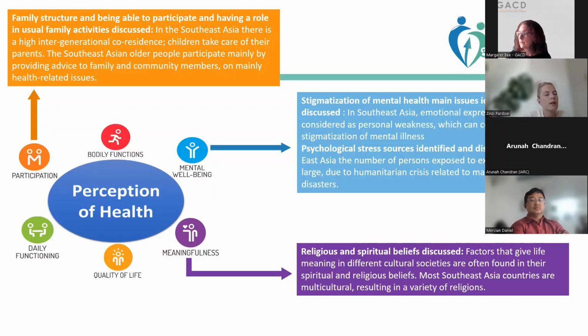And the last one I want to give an example of is the participation. So in Southeast Asia, there's a high intergenerational co-residence. So often children take care of their parents, and the older people really participate mainly by giving advice to the family. So it's really important to look into family structures and to look into if people are able to really participate in having their family role and participating in the usual family activities.